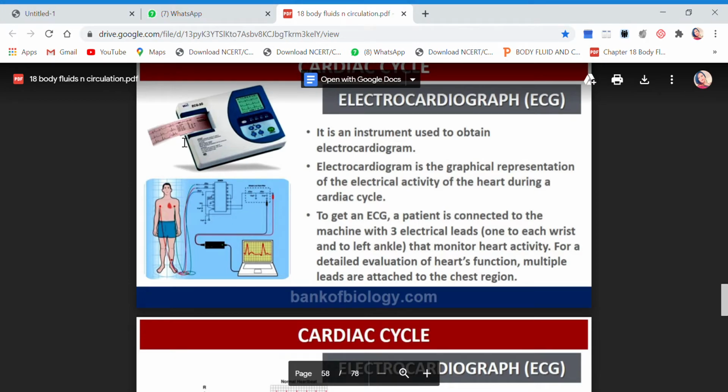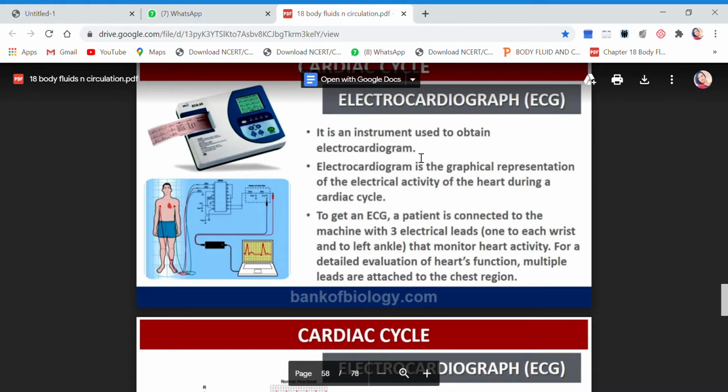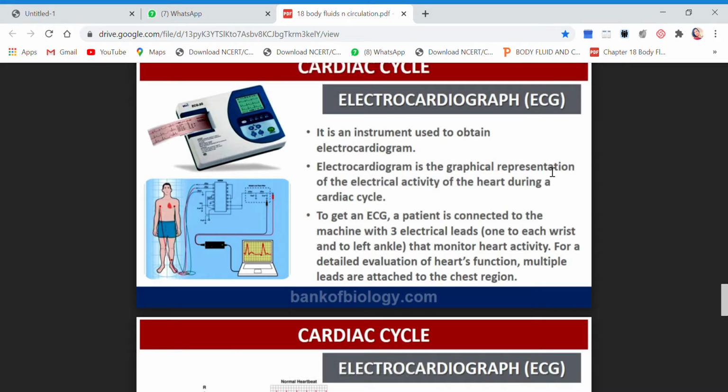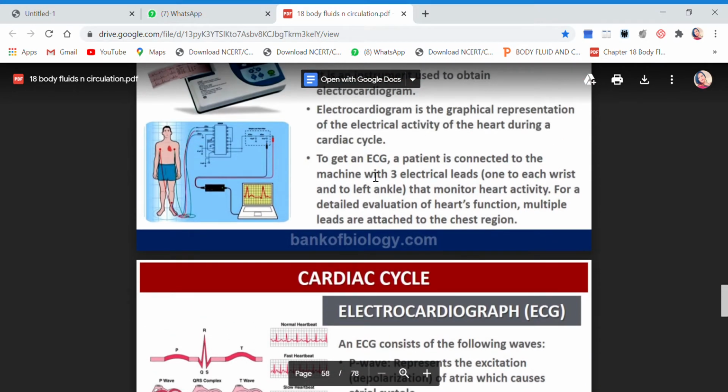You see, this is how an ECG is taken from the machine. This is the electrocardiograph, an instrument used to obtain the electrocardiogram, and this paper which is giving out the ECG is the electrocardiogram. As I told you, the electrocardiogram is the graphical representation of the electrical activity of the heart during the cardiac cycle.